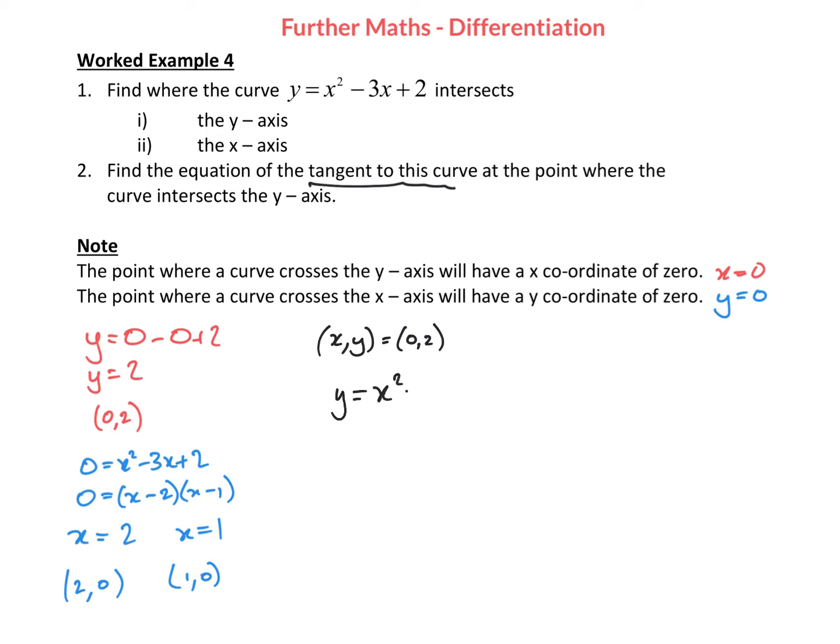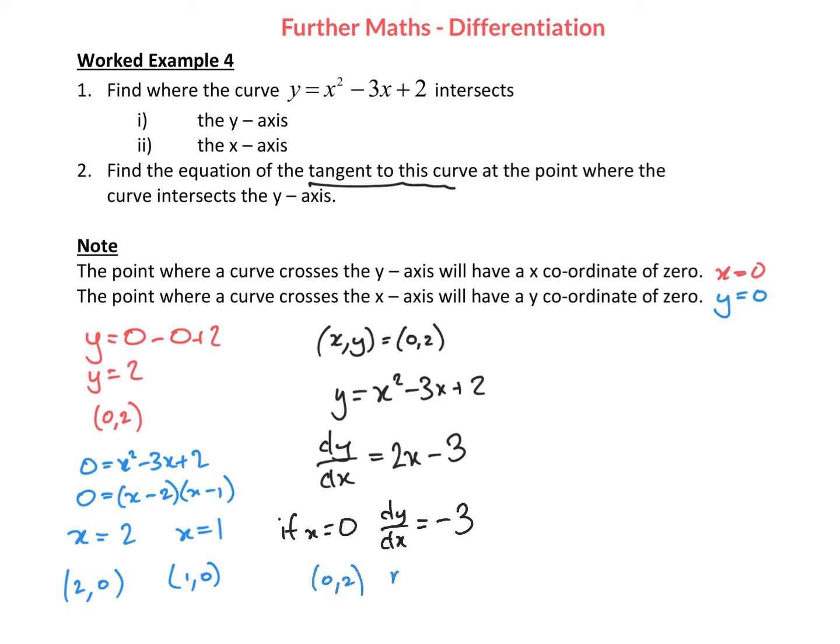So let's find the gradient. If y equals x squared minus 3x plus 2, we differentiate y with respect to x, so dy by dx is 2x minus 3. Now, when x equals 0, because we're looking at this point when x is 0 and y is 2, so if x equals 0, dy by dx, the gradient, is 2 times 0 minus 3, so it's just minus 3.